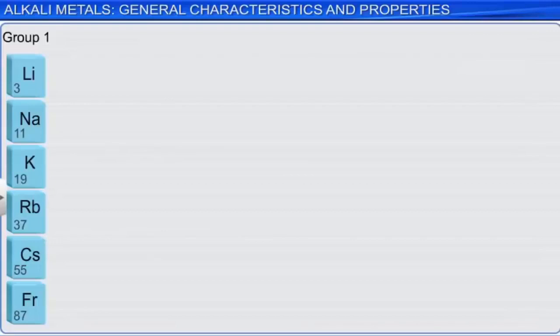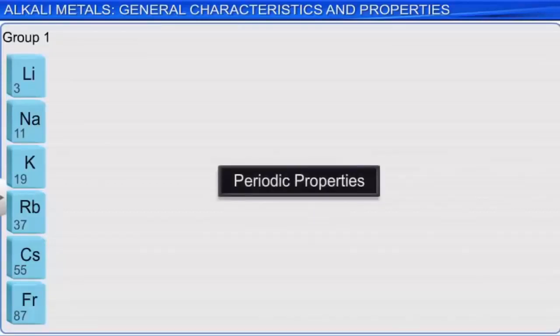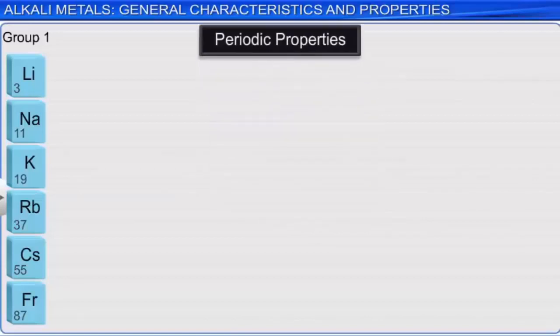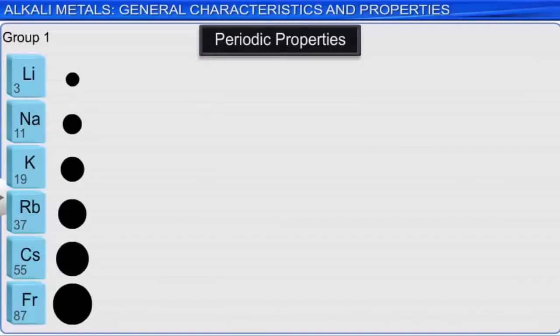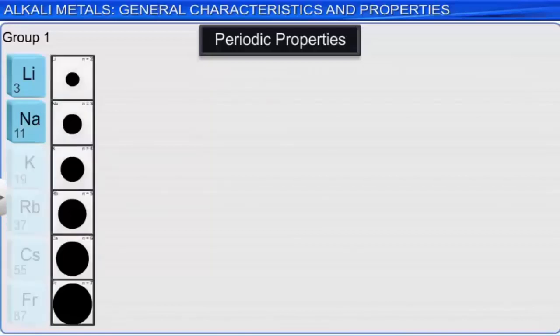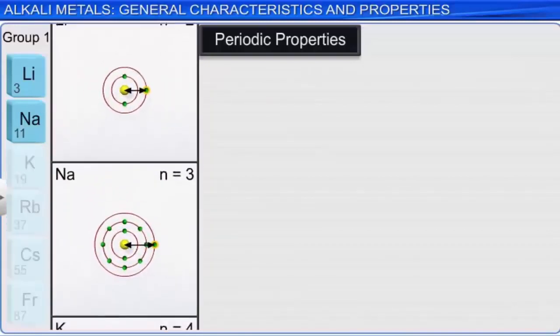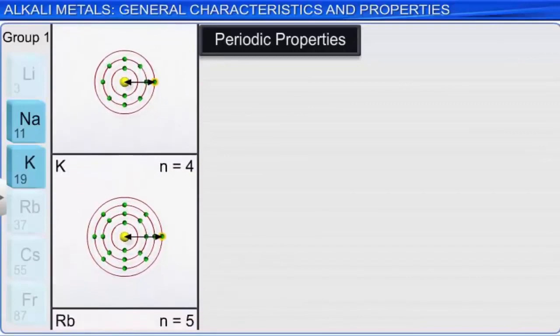Let's go on and review some periodic properties as they relate to alkali metals. As you consider the group 1 elements from top to bottom, atomic radius increases. This can be explained because as you move down the group, there is an increase in the number of shells, and therefore the atomic radius increases.